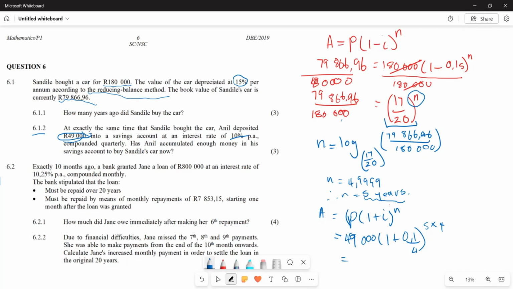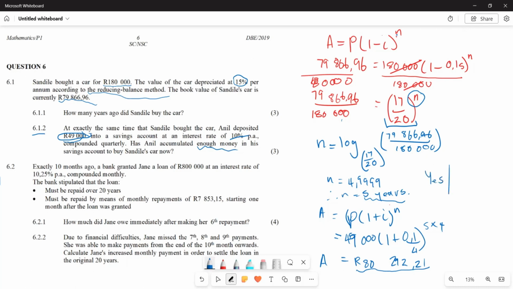And now what is going to be the accumulated value? If you punch this in your calculator, let's punch and see. So yes, this is going to be 80,292.21, right? So after 5 years, Anil will have 80,000. And now the question was, is Anil going to be in a position to purchase this car? Or rather, is the money going to be enough for her to purchase this car? So the answer is going to be yes, right?